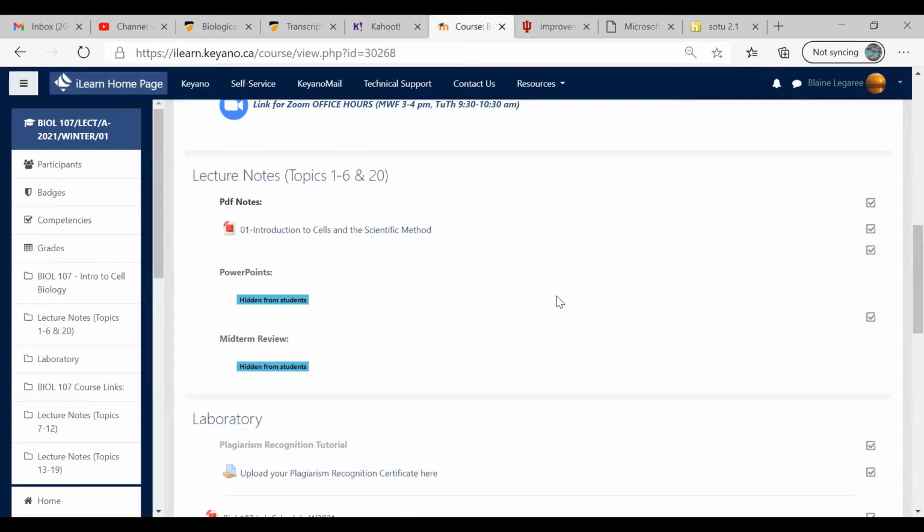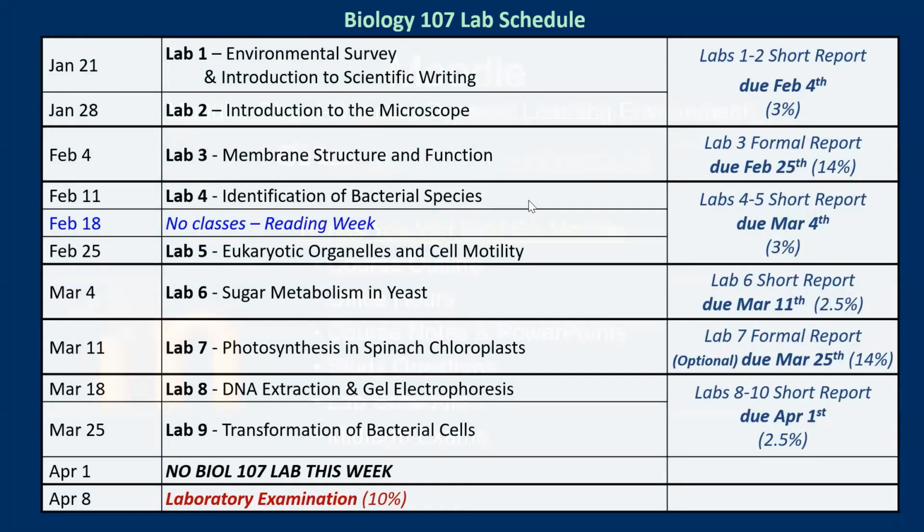So let's talk about the lab. Here is the lab schedule. And so you can see the labs are going to start January 21st. And so the lectures are live, by the way. So basically that means I'm going to be giving the lecture. You can log into Zoom. Although I will record them in case you need to review them afterwards.